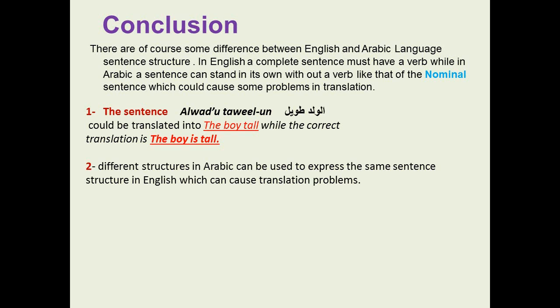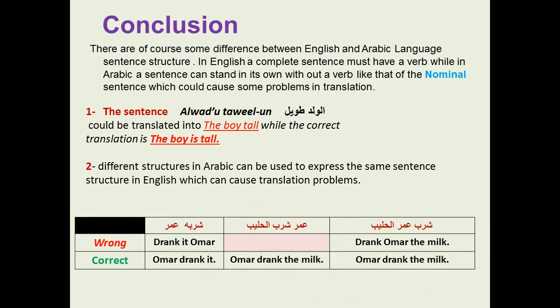The boy is tall. Number 2, the different structures in Arabic can be used to express the same sentence structure in English, which can cause translation problems. Here are some examples to explain more. Look at number 1, شرب عمر الحليب. If we translate this sentence in the same word order as in Arabic, we can say drank Umar the milk, which is considered wrong, right? We say Umar drank the milk.